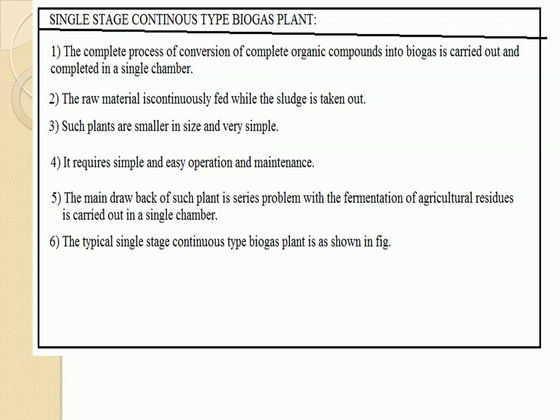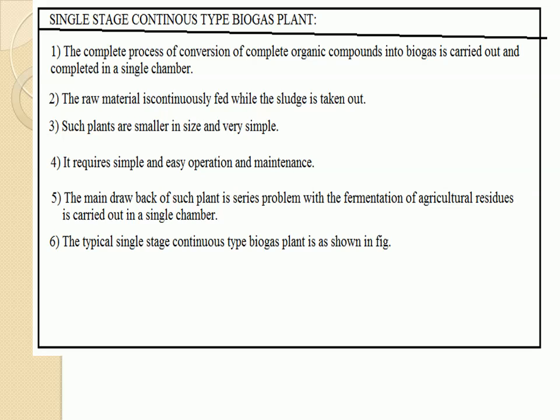In a single stage continuous type plant, the name itself implies the whole process takes place in a single stage, or in one chamber only. The raw material is fed continuously, sludge is taken out, and the supply of gas is also continuous. Such plants are smaller in size and very simple. They require very simple operation and maintenance.